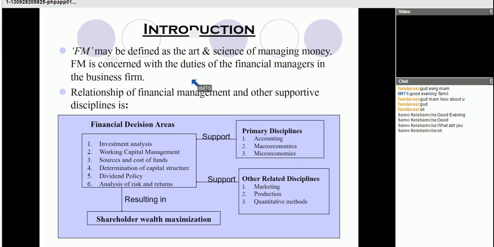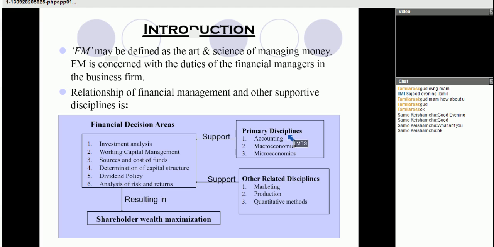So we mainly study the duties of the financial managers of a business firm. We can see the areas of financial decisions: investment analysis, working capital management, sources and cost of funds, meaning from where we are going to get the money to finance the business. Determination of the capital structure, how much will be the different types of capital, like how much will be the called up capital, how much will be the paid up capital. What will be the dividend policy of the company, and the analysis of risk and returns.